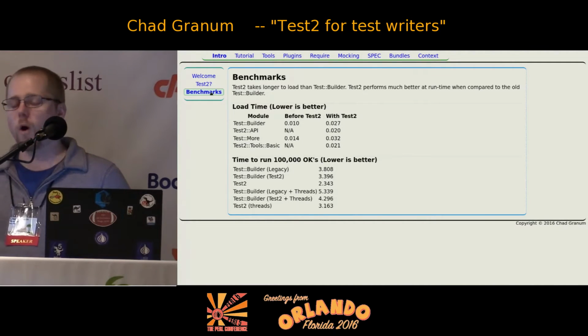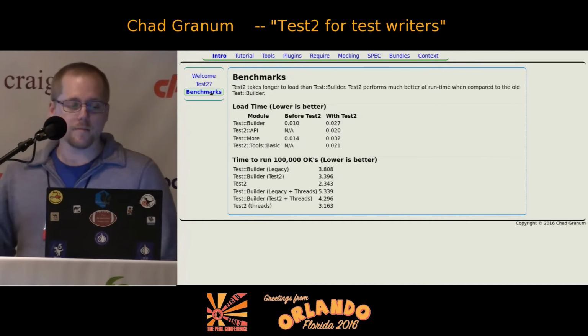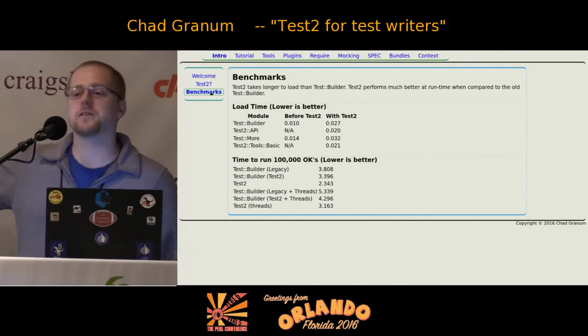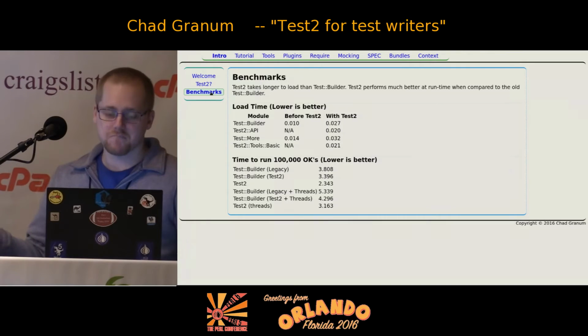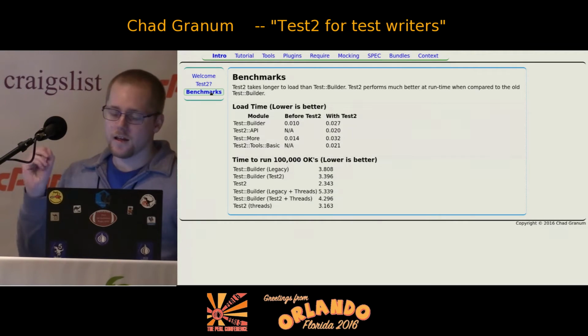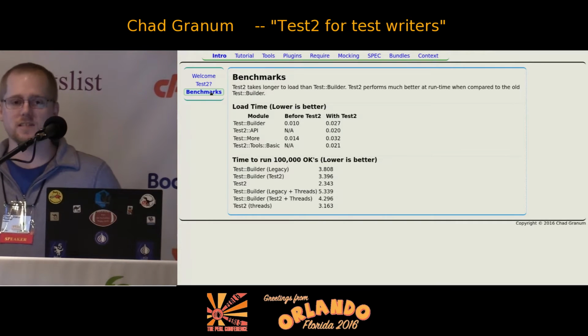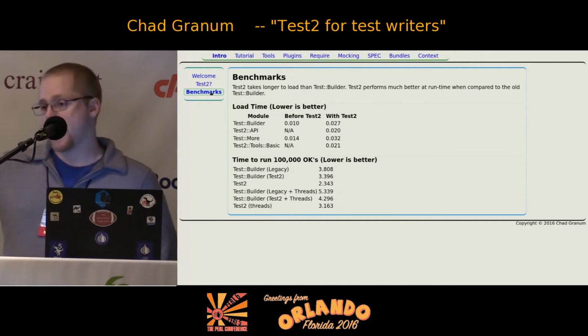Test Builder was just one module. It was something like 500-600 lines long. That loads very quickly. But despite everything it does, Test2 doesn't take very long to load. You see the difference there, 0.01 versus 0.027. It's not that big of a difference. The exception is that if you are running a lot of very short test files, like we're talking the Perl 5 test suite, that does add up.